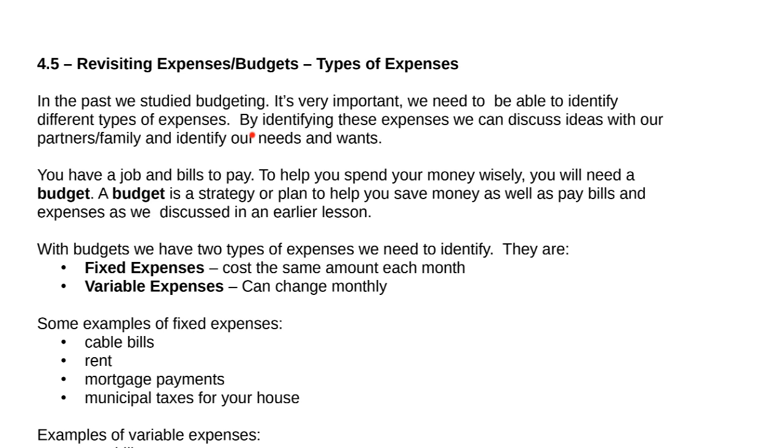Now, in the past, we studied budgeting. It's very important, and we need to be able to identify different types of expenses. By identifying those expenses, we can discuss ideas with our partners and identify our needs and wants. Our partners could be our spouses, our roommates, or our buddies that we're living with. Because, when you leave your house, sometimes you can't afford to live on your own. So, guess what? You've got to spend wisely, so you're going to find a way to save money.